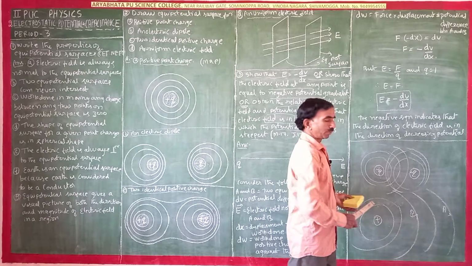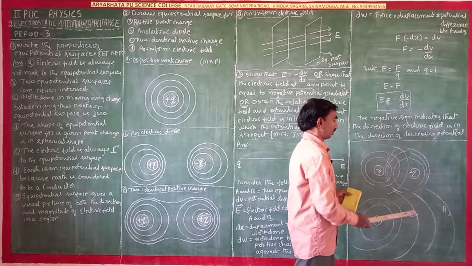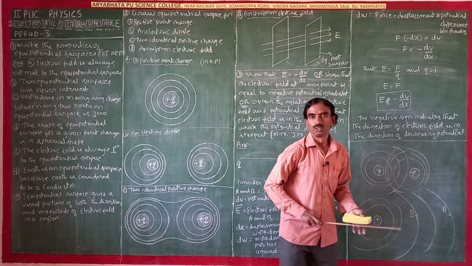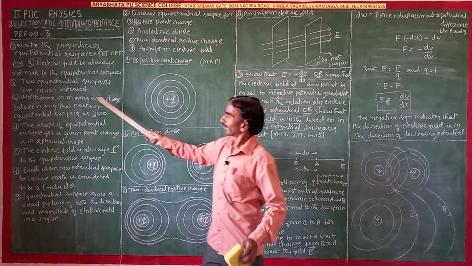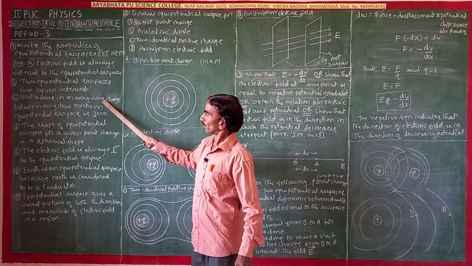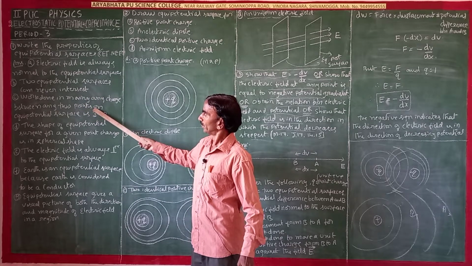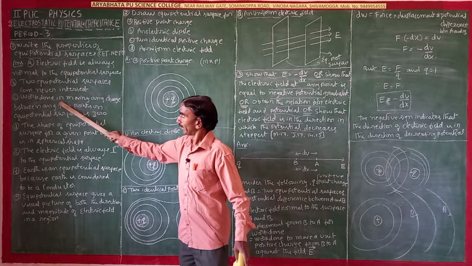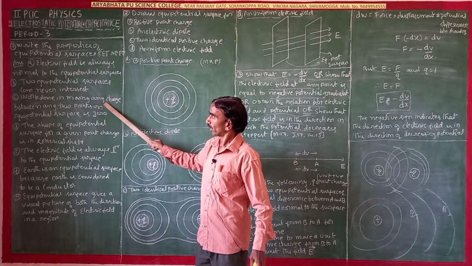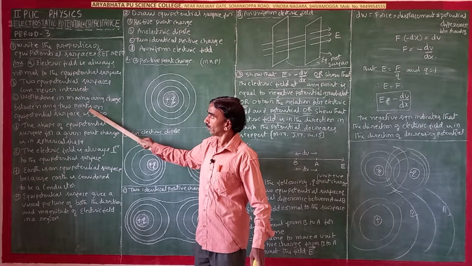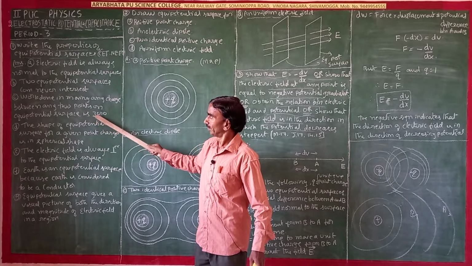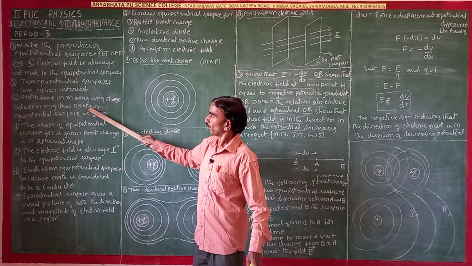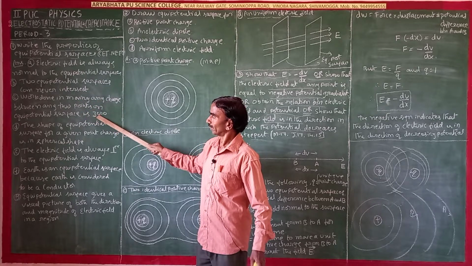So, the potential itself does the work, and the work done to move a charge from B to A or A to B is 0. You see here, the work done in moving any charge between any two points on an equipotential surface is 0.